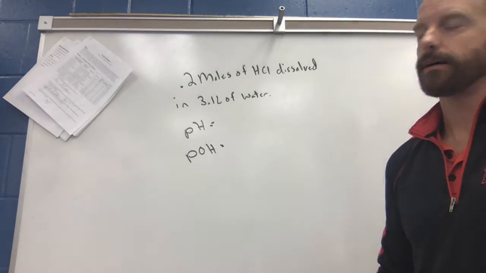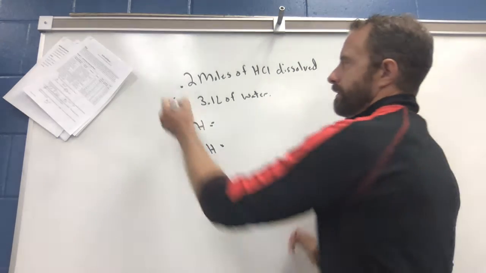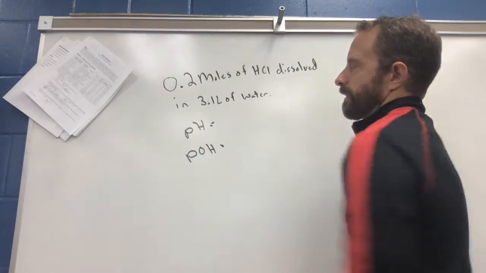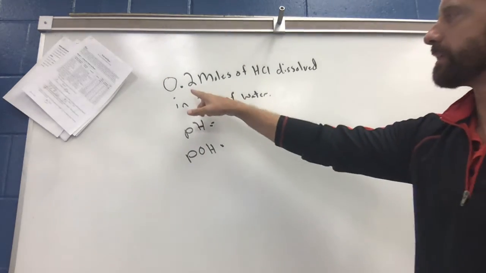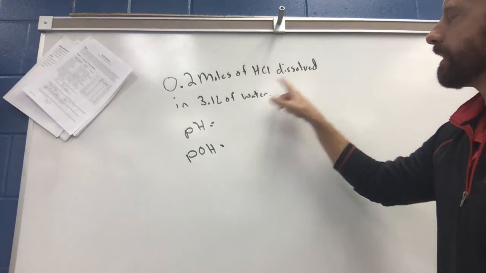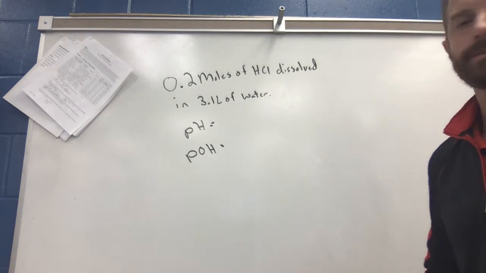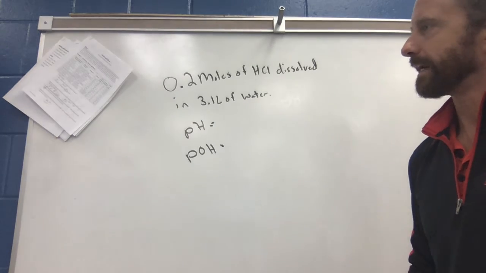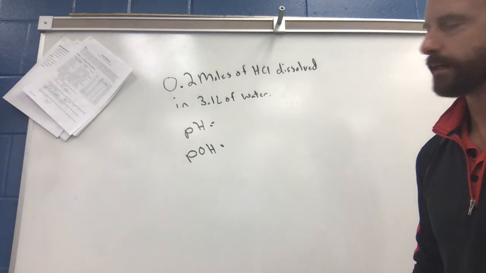But we'll do a slightly more complicated problem. Usually students like it if there's a 0 in front of that, right? It doesn't actually matter number-wise. But if I take 0.2 moles of HCl and I dissolve that in 3.1 liters of water, what's my pH and what's my pOH? All right, so a little bit more complicated problem than the Diet Coke problem that I did on the earlier video.